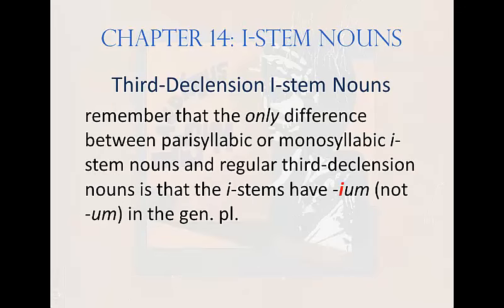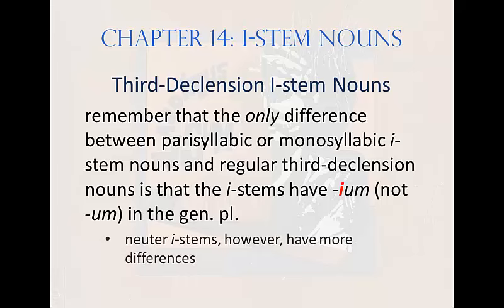So, if a noun is third declension, and the nominative and genitive have the same number of syllables, and the nominative singular ends in is or es, or, the nominative has one syllable and the base ends with two consonants, the genitive plural will be ium, not um. That's the only difference in masculine and feminine nouns.